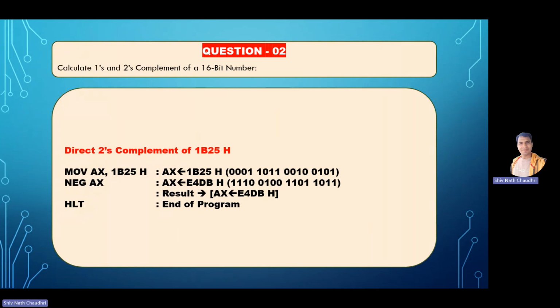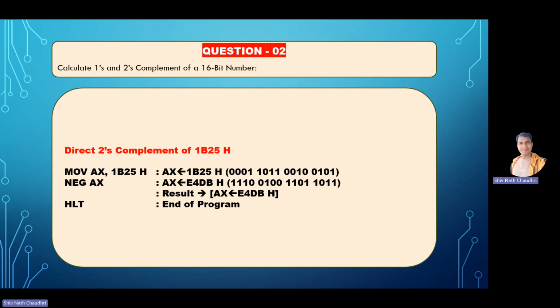Now we will see the direct twos complement of a 16-bit number. After moving the 16-bit number into the accumulator, we use one 8086 instruction called NEG, and we apply it on the content of the accumulator. What is the function of NEG? It directly provides you the twos complement of the number available in the accumulator. This instruction is used to deal with negative numbers in 8086.